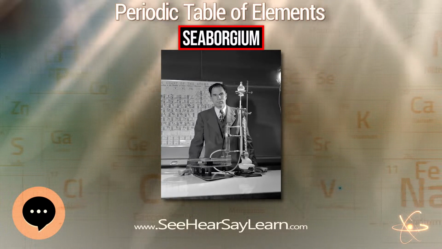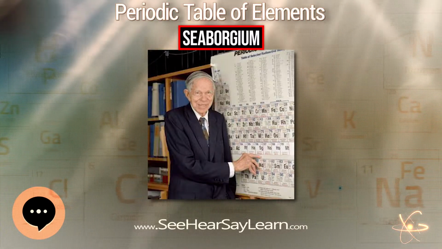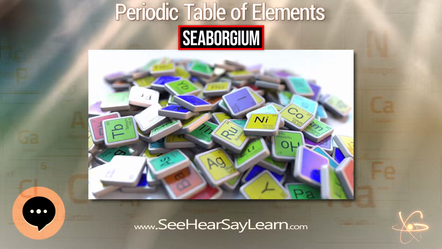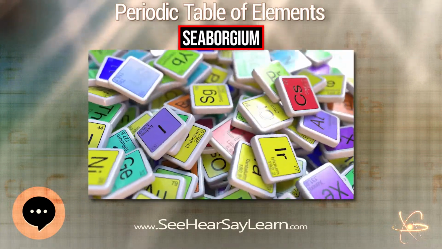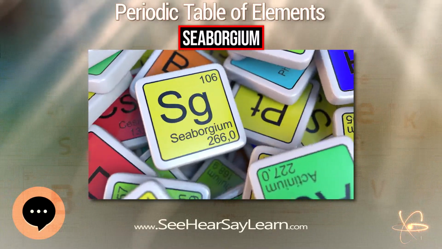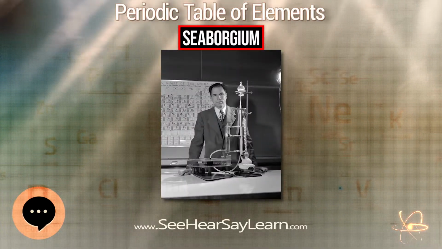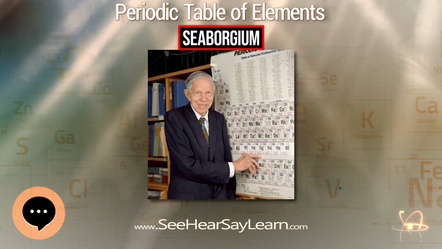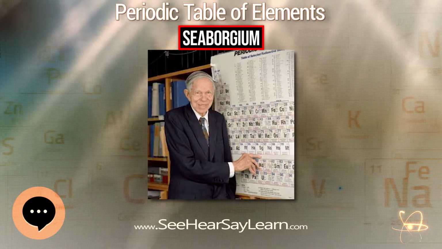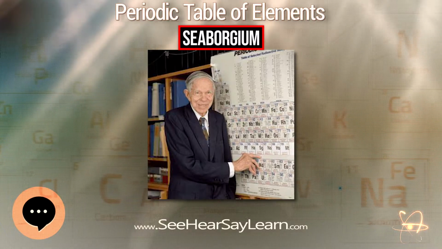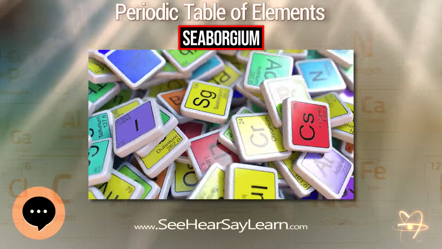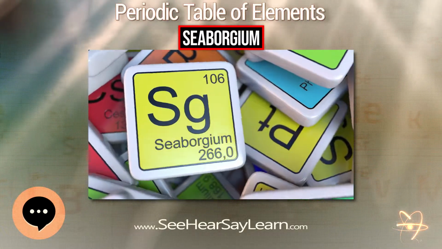Following claims of the observation of elements 104 and 105 in 1970 by Albert Ghiorso et al. at the Lawrence Livermore National Laboratory, a search for element 106 using oxygen-18 projectiles and the previously used californium-249 target was conducted. Several 9.1 MeV alpha decays were reported and are now thought to originate from element 106, though this was not confirmed at the time.